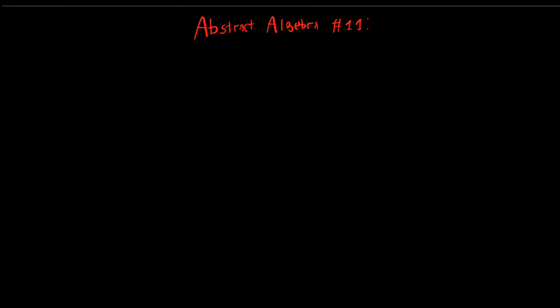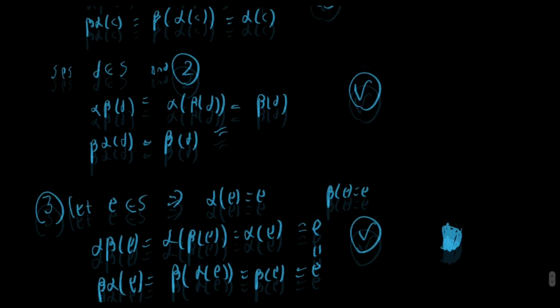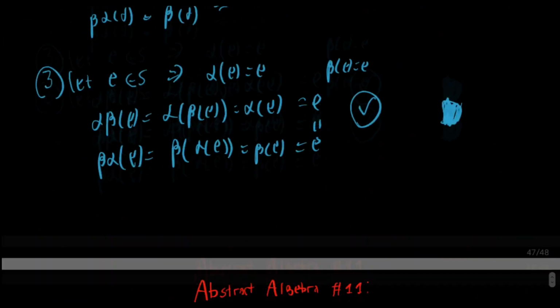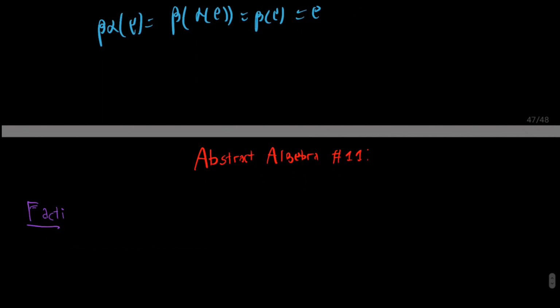Today we're going to talk about cycles once again, and we're going to prove some more results about cycles that will be quite important in our study of group theory. In the last video we talked about disjoint cycles, and also about the order of a cycle, and we said that disjoint cycles commute. So now we're going to prove a fact about the order of cycles.